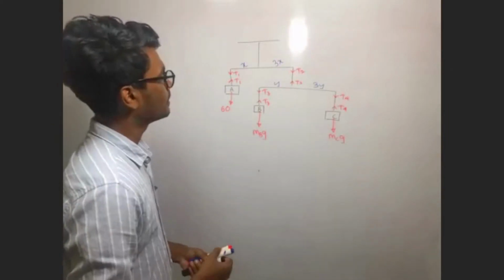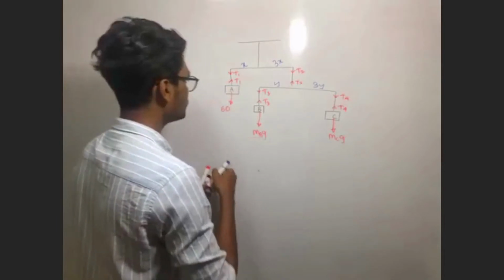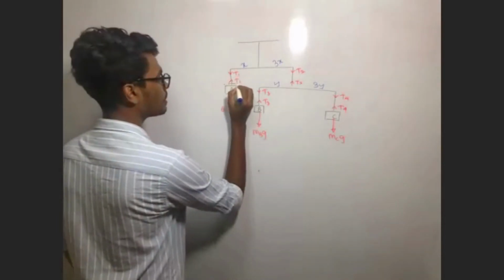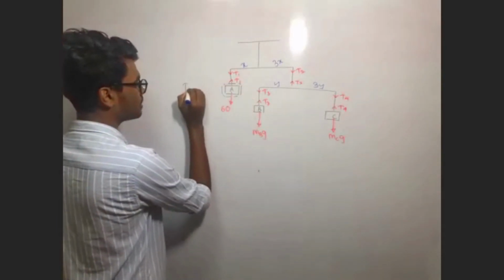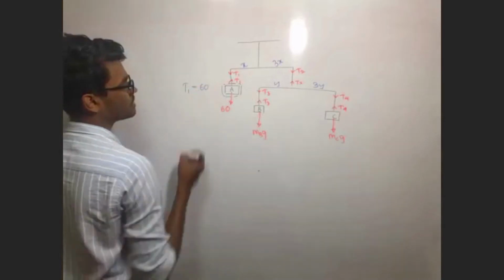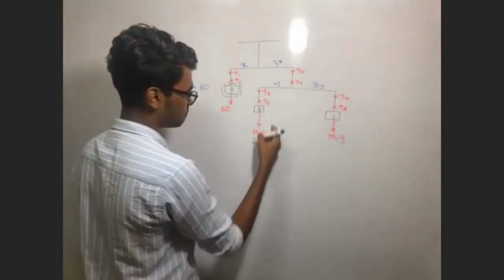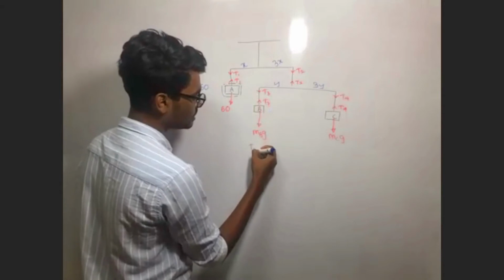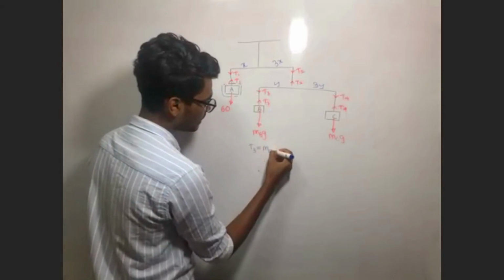So for A, if you apply equilibrium, you're going to get T1 is equal to 60. If you apply moment to B, it's going to be T3 is equal to MBG.